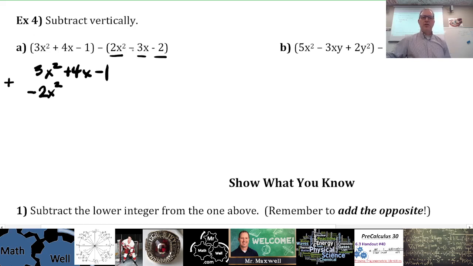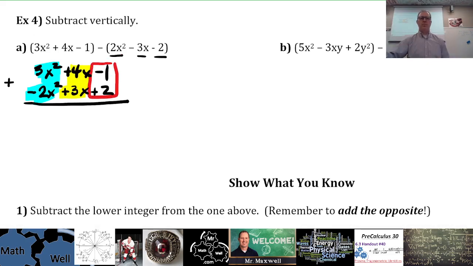Okay, and then this is going to be a plus 3x. So plus 3x goes under here. And then plus 2. So once again, I've got the x squareds on top of each other, the x terms on top of each other, and the constant terms on top of each other too. So 3 minus 2 is 1. So that's just a regular old x squared there. 4 plus 3 is going to be plus 7x.